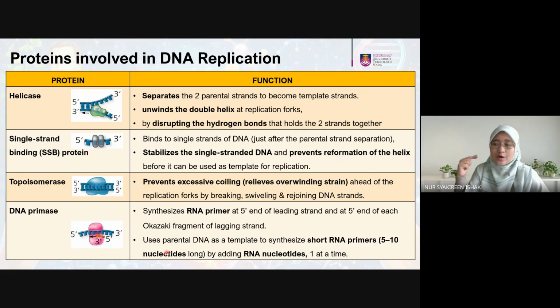One obvious difference between DNA and RNA nucleotides is the type of 5-carbon sugar. For the RNA nucleotide, it is ribose. For the DNA nucleotide, it is deoxyribose. Also the bases: for RNA you have uracil, and for DNA you have thymine. So DNA primase uses the parental DNA to synthesize a short RNA primer by adding RNA nucleotides one at a time.